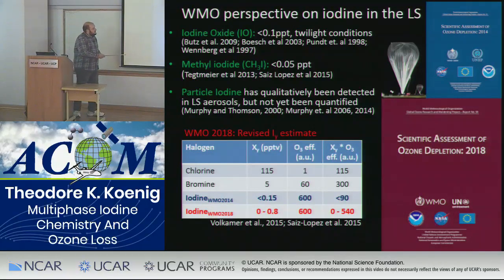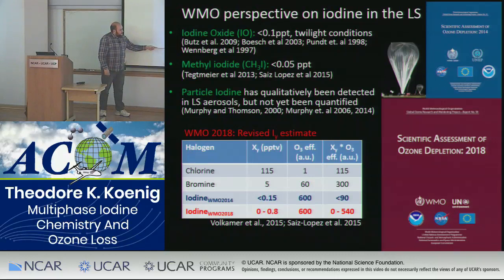So this brings us to the WMO 2018 estimate. Going into WMO 2014, the last time iodine was examined thoroughly was roughly 2006. So they just take the upper limits for the total here, say that's 0.1, that's 0.05, and you get about 0.15 ppt total IY in the stratosphere.